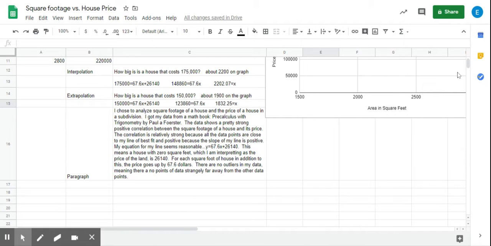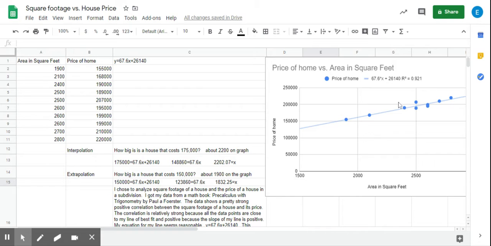And why I say the data is strong is if you look, none of my data points are too far away from my line of best fit. So that means my correlation, or the relationship between the two things, is pretty strong. And then the reason I say it's a positive correlation is the slope of my line is positive. So that means it's a positive correlation.